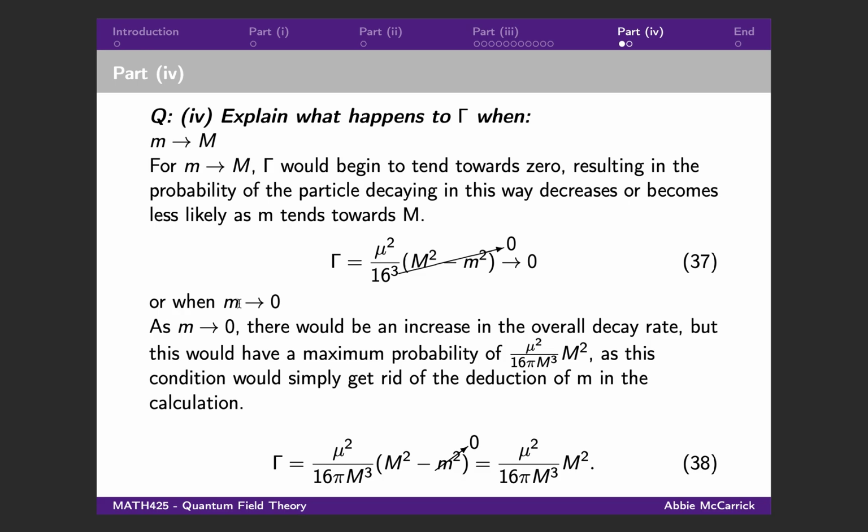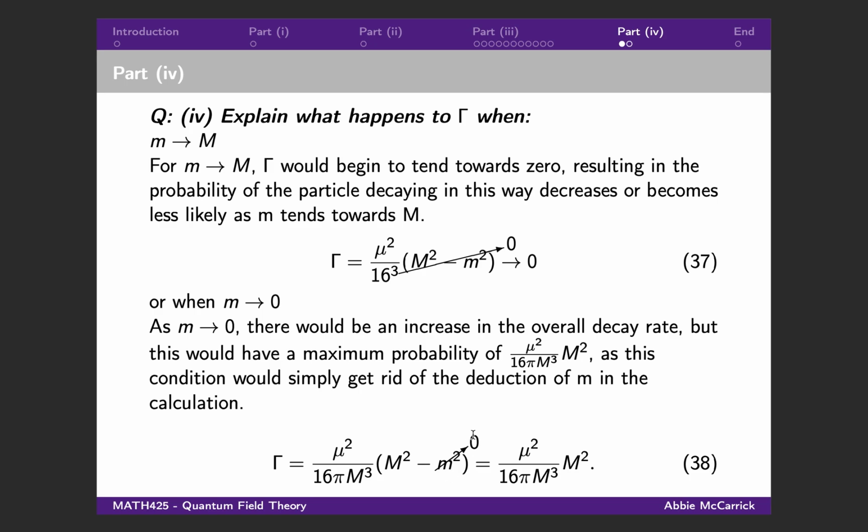Similarly, we can see what happens in the opposite direction, where little m tends towards 0 or becomes infinitesimally small. There would be an increase in the overall decay rate, the opposite of 37, because little m here, as you can see, is an actual reduction factor in the decay rate. So if this is getting smaller and eventually equal to 0, then this is the maximal decay rate, so there will be no reduction whatsoever, and when there is a reduction, it will only be quite minimal. So the decay rate actually increases when m decreases.